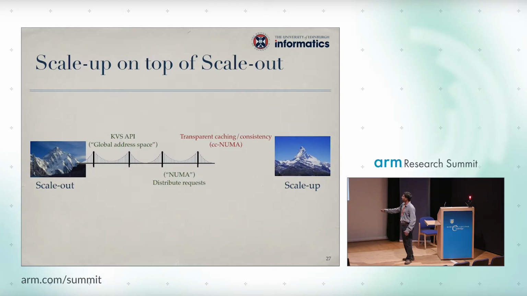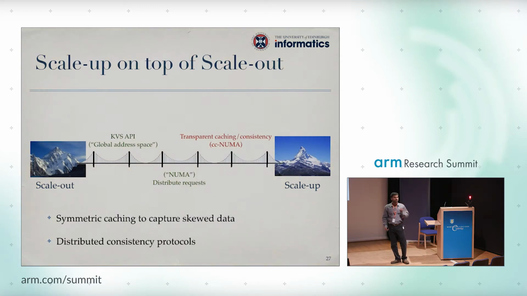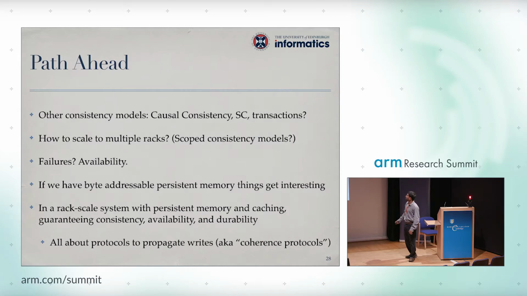Symmetric caching keeps it simple, captures all skewed data, and we have proposed distributed consistency protocols without a serialization point. And that is mainly the challenge that we had to overcome here. And looking ahead, we are planning to look at more consistency models. We have looked at per key consistency models, and we want to do across key ordering, right? And of course, this question of how to scale to multiple racks.